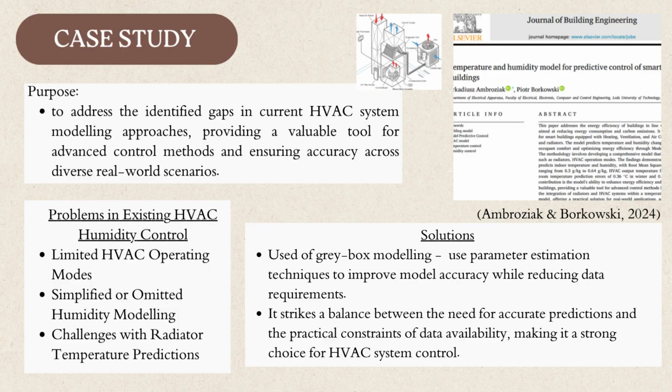So the solution is use of gray box modeling. They use parameter estimation techniques to improve model accuracy while reducing data requirements. It strikes a balance between the need for accurate predictions and also the practical constraints of data availability, making it a strong choice for HVAC system control.